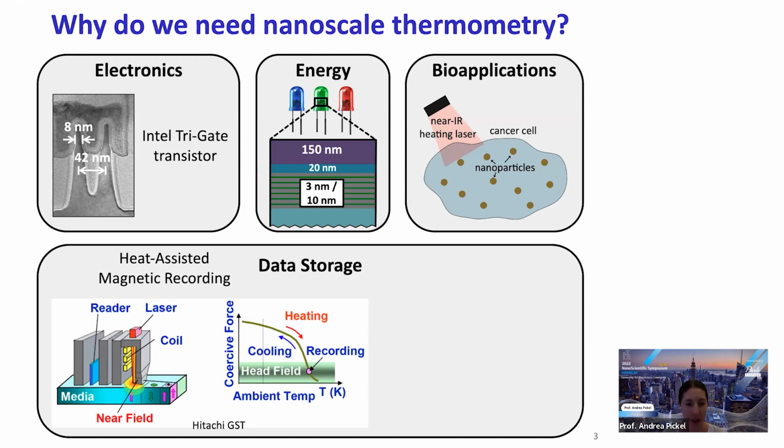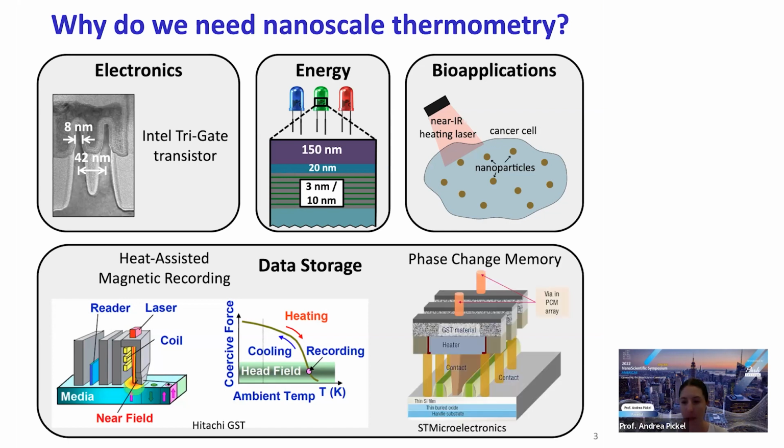One example there is heat-assisted magnetic recording, where localized heating is used to temporarily change the properties of the magnetic recording medium to ultimately achieve higher storage densities. Another example is phase change memory, where localized Joule heating is used to switch a phase change material between two different states. Next, to understand how the inability to measure temperature at the nanoscale specifically limits these technologies, I'll discuss a couple examples in a bit more detail.